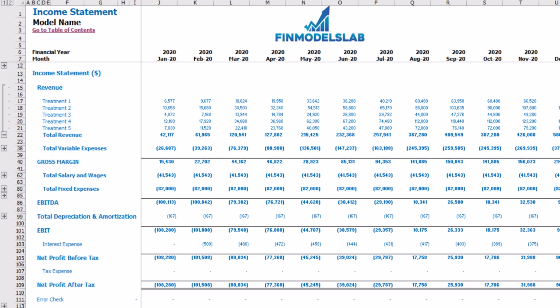On the income statement tab, you may see your main profit and loss line items, which is revenue, broken down by treatments, variable expenses, gross margin, salaries and wages, fixed expenses, EBITDA, depreciation and amortization, EBIT, interest expense, net profit before tax, tax expense, and as a result, net profit after tax.